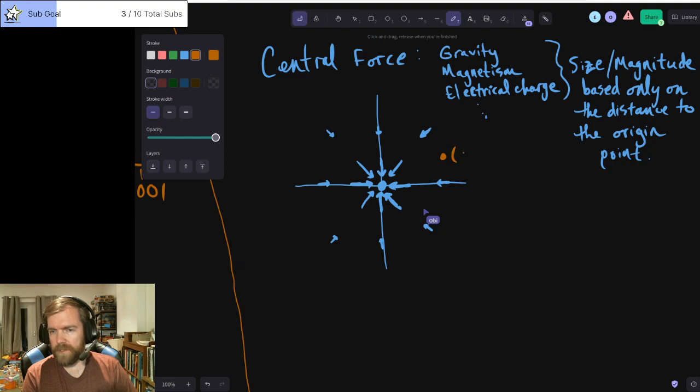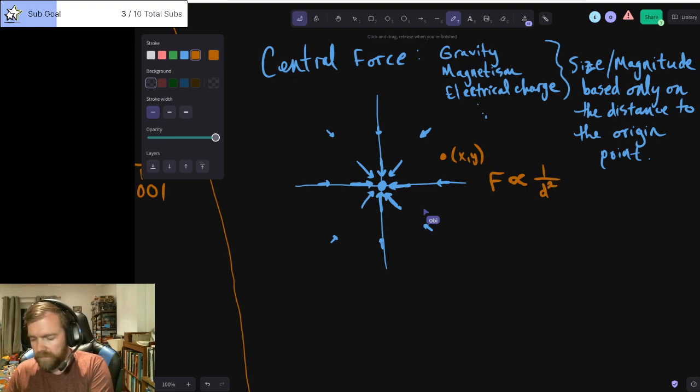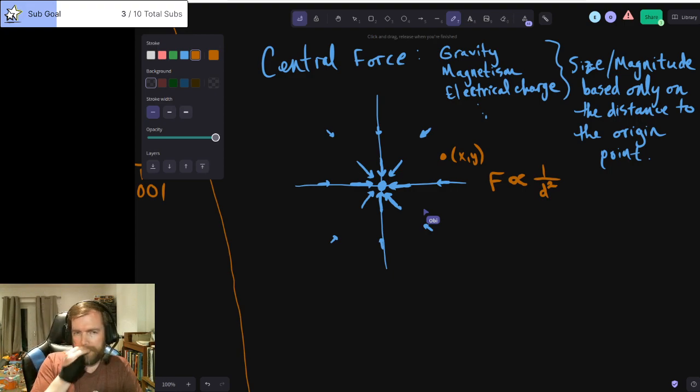So if we have a point xy in space, then the force, the gravitational force, the magnetic force, whatever we've got, is going to then be proportional to, again, this one was going to be 1 over d squared. So can you think of any particular good way to do this?